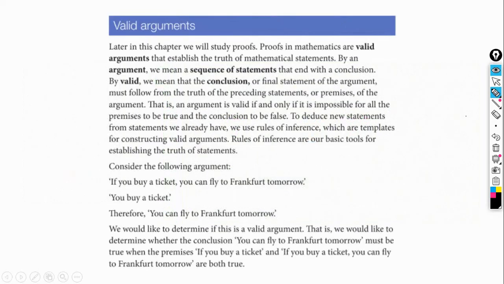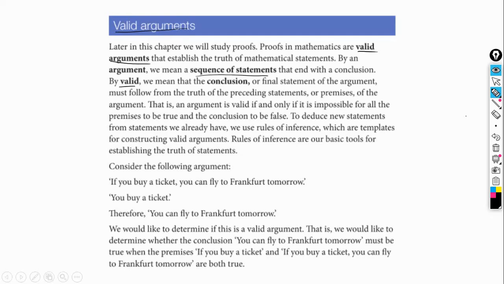So now we're going to talk about valid arguments. Later in this chapter, we're going to study proofs. Proofs in mathematics are valid arguments that establish the truth of mathematical statements. By an argument, we mean a sequence of statements that end with a conclusion. By valid, we mean that the conclusion or final statement of the argument must follow from the truth of the preceding statements or premises of the argument. That is, an argument is valid if and only if it is impossible for all the premises to be true and the conclusion to be false.